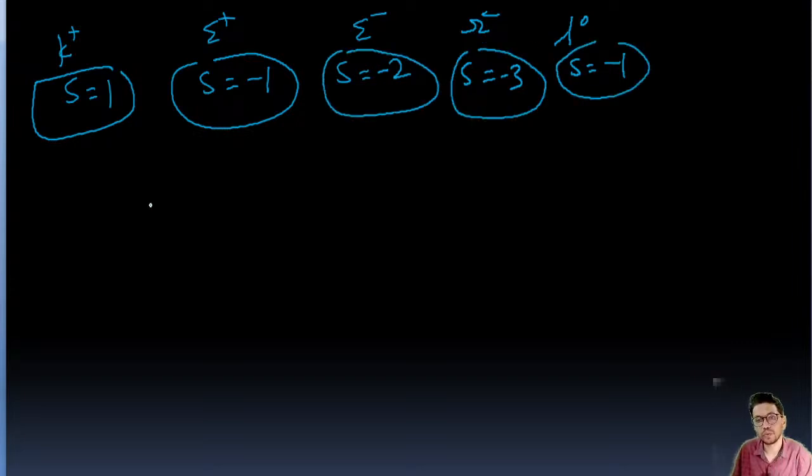You just need to note this formula, the modified form of the Gell-Mann–Nishijima formula. That is Q equal to I3 plus B plus S by 2.